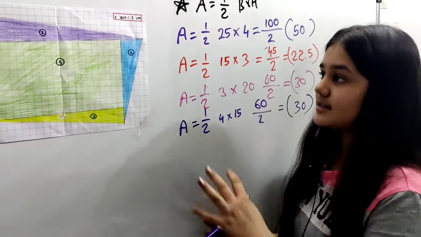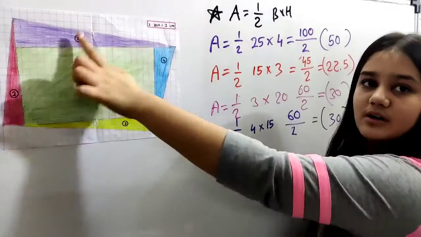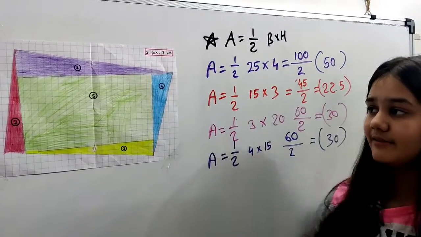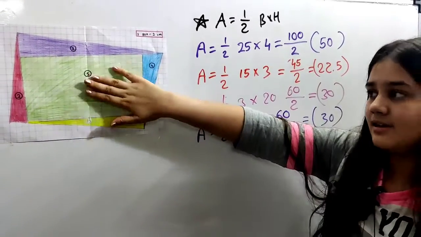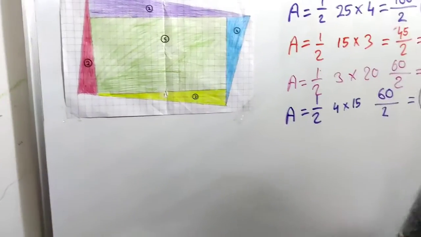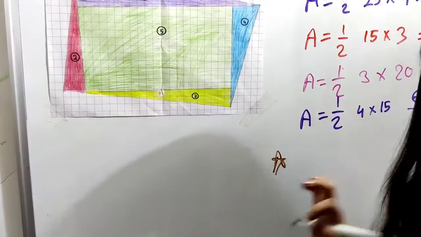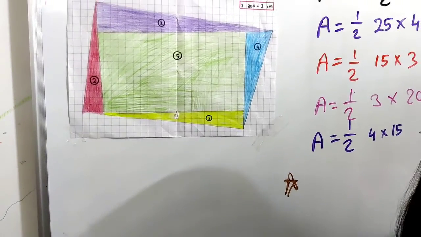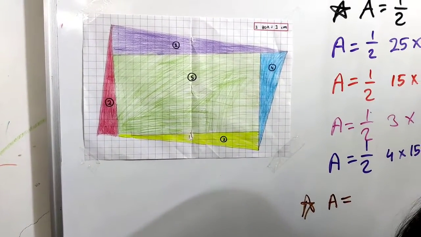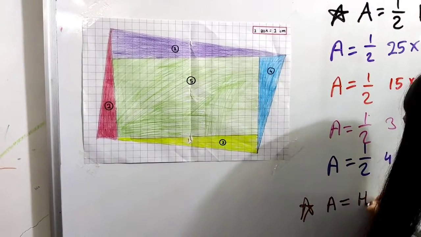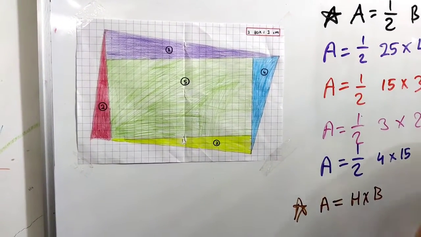Now, this was the formula to find the red triangle. So we did 4 triangles, 1, 2, 3 and 4. We did the triangles. So now let's go to the big green rectangle over here. To find that area, we have a different formula. So we have area equals H into B. H into B is height into breadth.